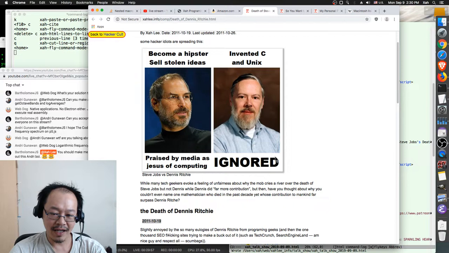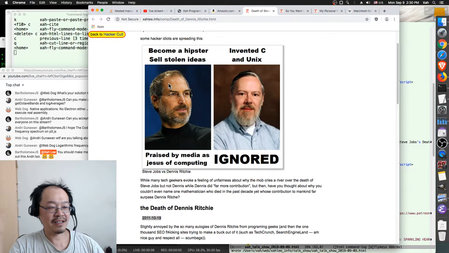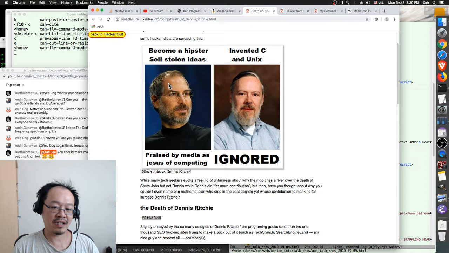So they are saying, okay, Steve Jobs is not for free software. He's just an innovator, okay? And he died, and he's on every media, every publication, mainstream media praises him. Oh, Steve Jobs died. But meanwhile, Dennis Ritchie, one of the founders, creator of Unix, he died, but there's not much media attention.